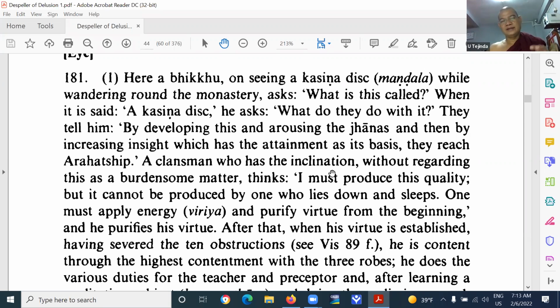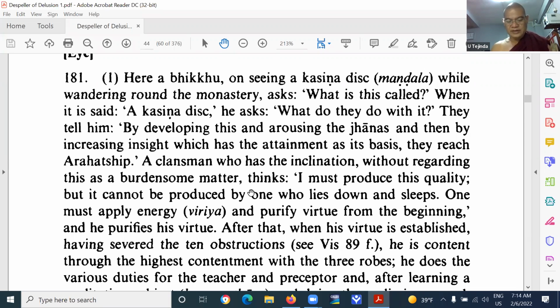His desire, his inclination was to Nibbana. The one who has the inclination to Nibbana does not regard this as a burdensome matter. He doesn't keep in his mind, oh, this is hard, this is difficult. He does not think, no, this is very difficult, this is very hard to do, it is not possible to attain Arhatship. He did not think so.